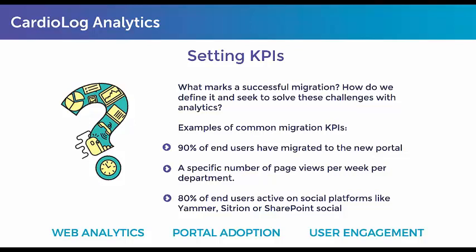Some examples of setting those KPIs can be that perhaps 90% of end users have migrated to the new portal by January 1st. Or maybe a specific number of page views per week per department. Or even 80% of end users are active on social platforms like Yammer, Citrix, or SharePoint Social. All of these metrics should be included in the success of an overall migration. Breaking these metrics down makes analyzing successes and failures more actionable and more measurable.